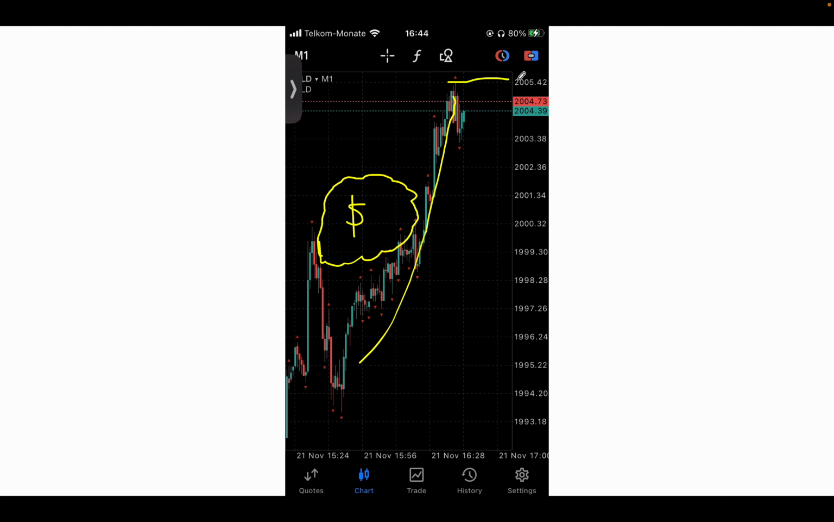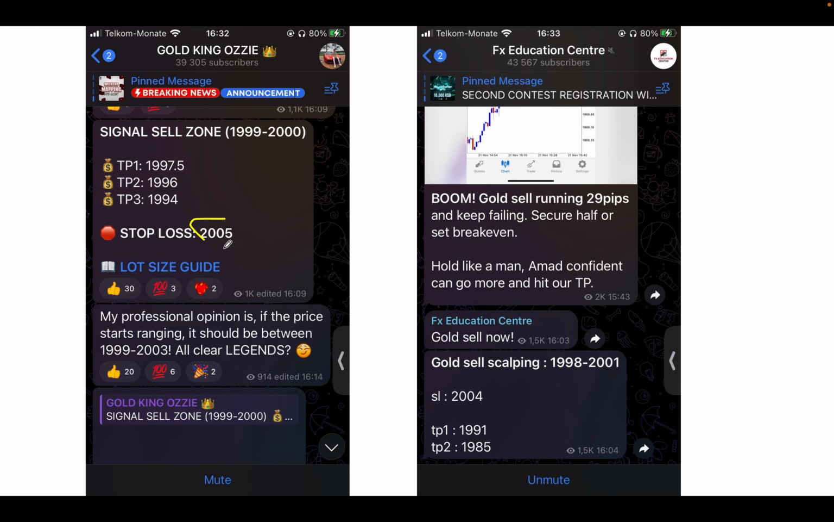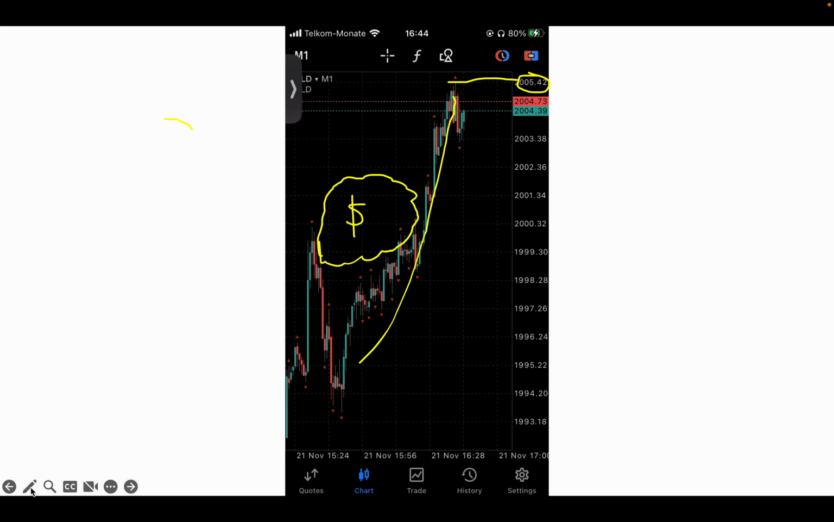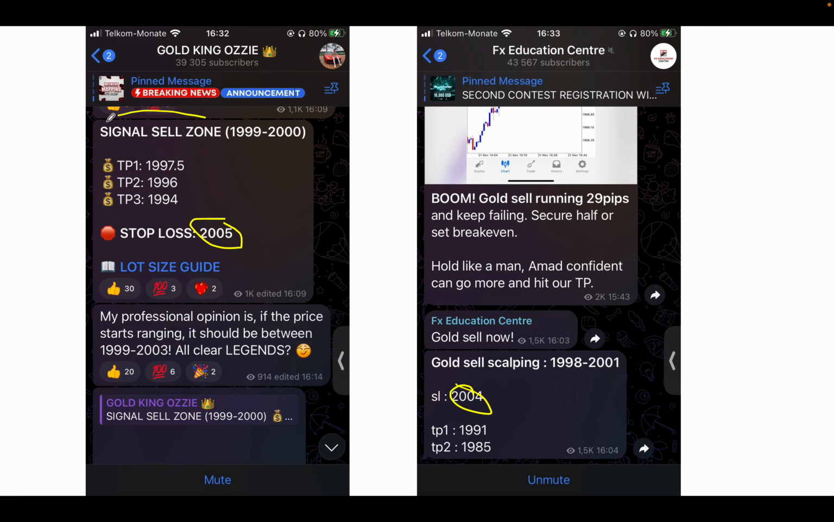Look, 2005. And where was their stop loss? 2005. 2004. So he got stopped out. He definitely got stopped out. He got stopped out twice. He gave two sell signals. He gave another sell signal. That other guy probably gave a sell signal in his VIP group, and all their subscribers probably all got stopped out. They probably all got stopped out because they do not understand trends.